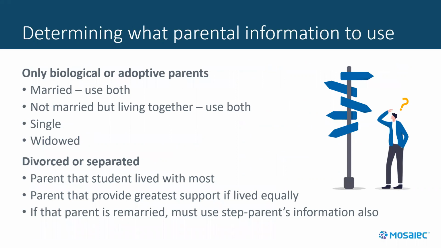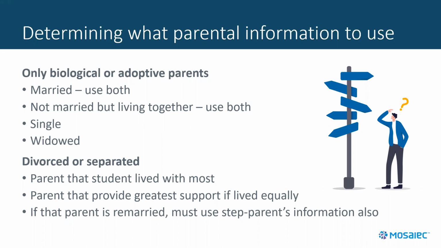Now, of course, when we're talking about parent information, whose information do I need to provide? You would only include biological or adoptive parents. So if a different relative is raising you and you consider them your parent, but they did not actually adopt you, you would not use their information on the FAFSA form. You would provide the information only for biological or adoptive parents. If your parents are married, then you would use both of their information on there.